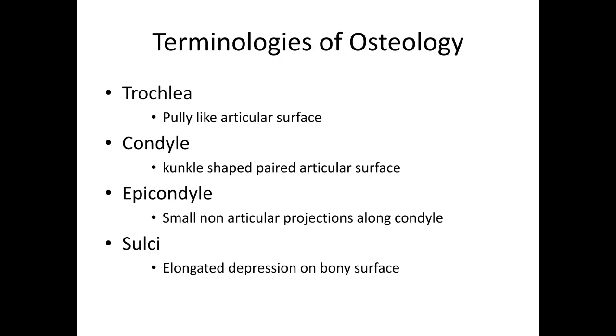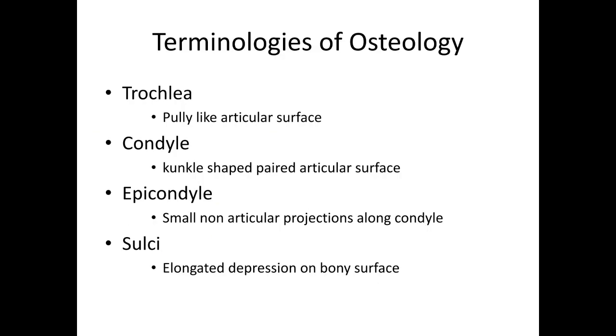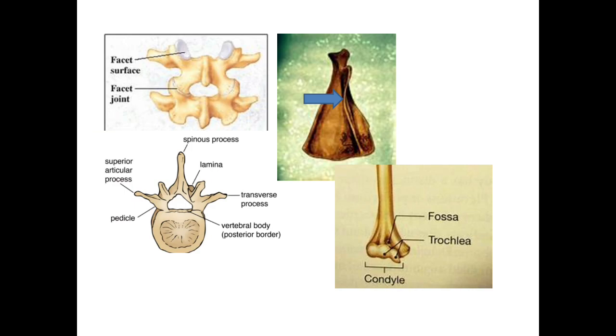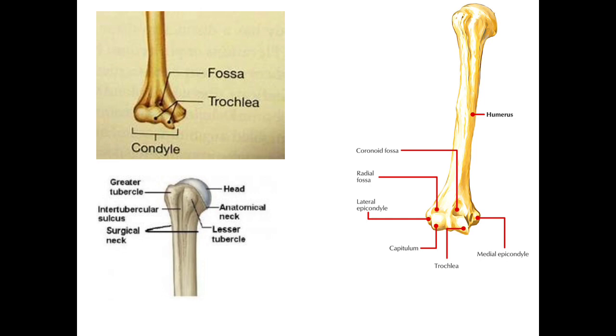Other terminologies are trochlea, a pulley-like articular surface. We have seen in the previous picture the trochlea, and the condyle, conchal-shaped paired articular surfaces present in this picture. You can see the condyles and the epicondyle, a small non-articular projection along the side of the condyle, and the sulci, an elongated depression on a bony surface. Here you can see the fossa, trochlea, and condyle, and the tubercle, greater tubercle, and sulcus present between the intertubercles. Here you can see the medial epicondyle and lateral epicondyle.